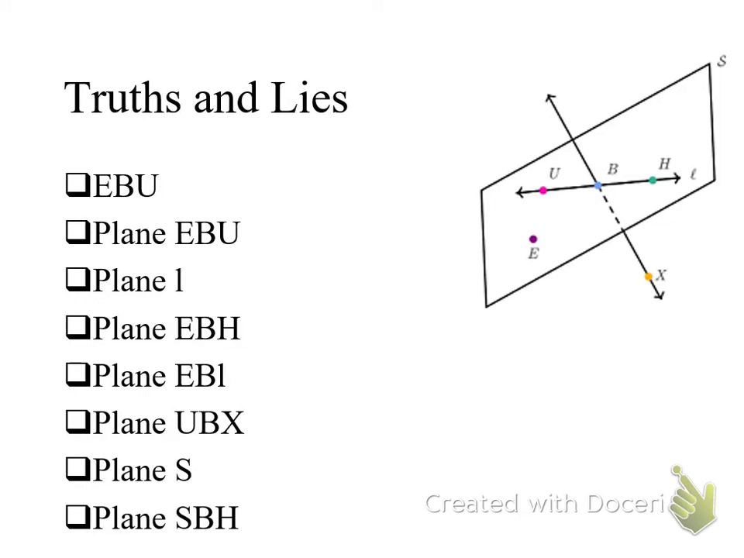Okay? So, that being said, is X on the plane? No. So do you think we could use X to name the plane if it is not on the plane? No. So keep that in mind. So let's go through the list. EBU. Can I name a plane just EBU? No, why not? Because it has to have the word plane. So EBU, they're not in a straight line.